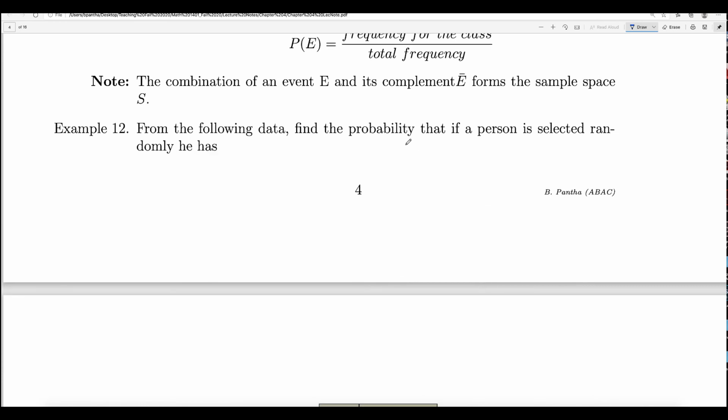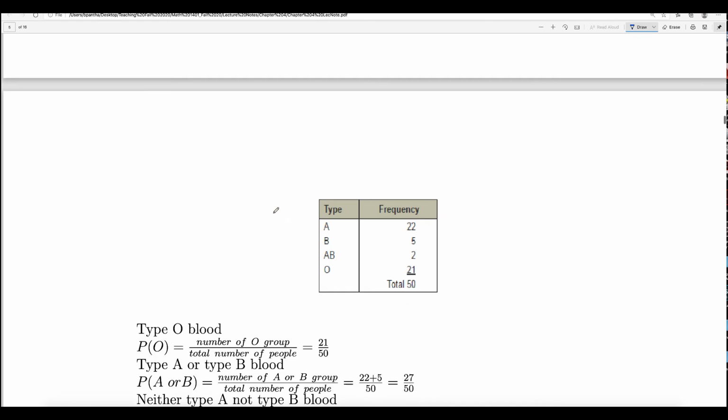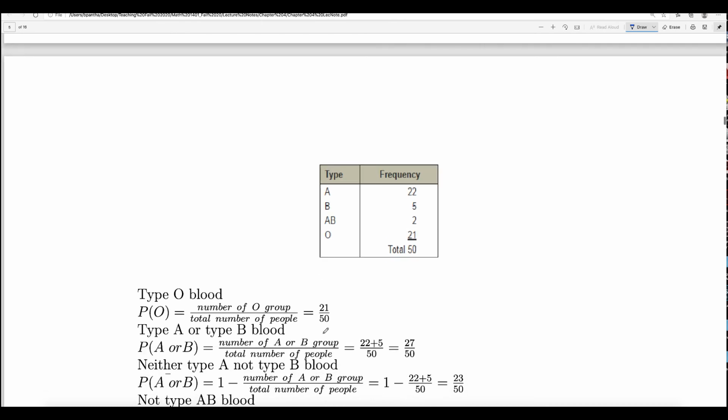From the following data, find the probability that if a person is selected randomly, he has type O blood. How many have type O blood? It is 21 divided by the total, which is 50, right? Type A or B. How many have A or B? 22 plus 5 is 27 divided by 50.